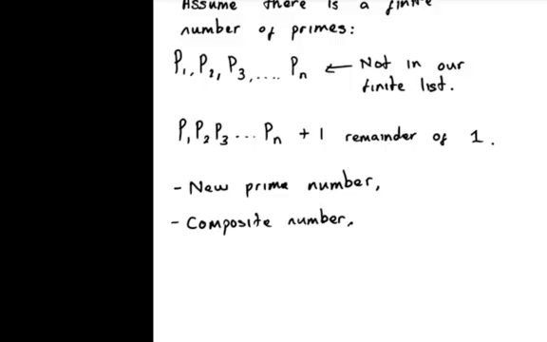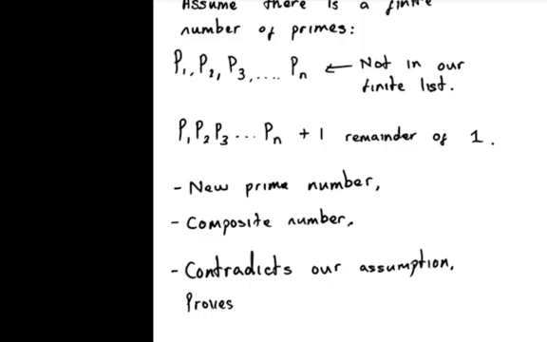Either way, what we have here is a new number that is prime and is not part of our finite list. And therefore, this contradicts our assumption and proves there are an infinite number of primes.